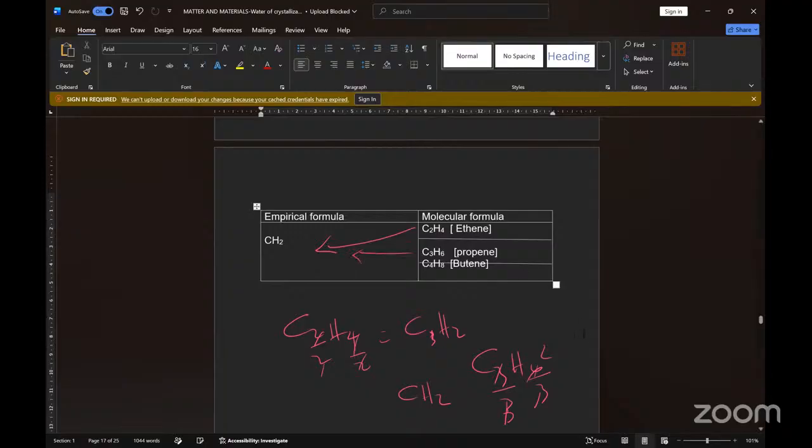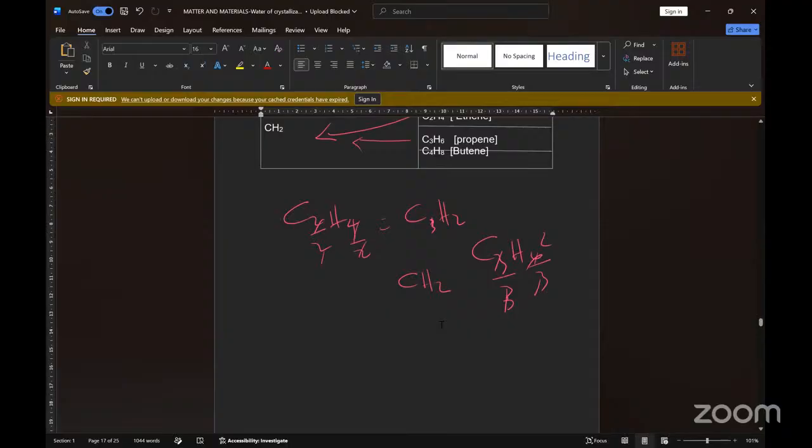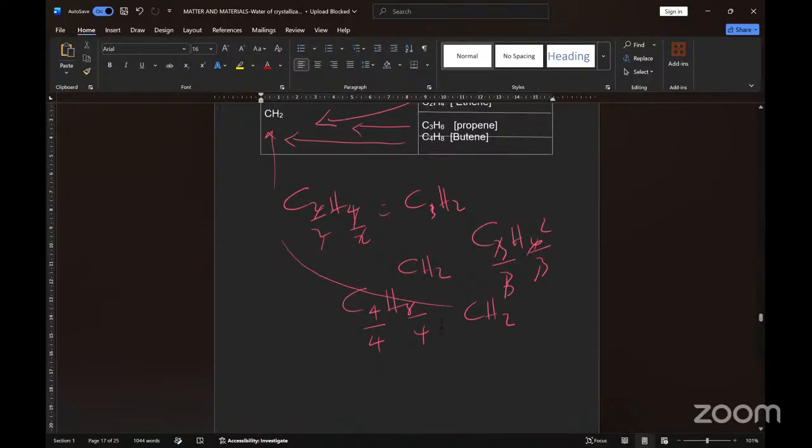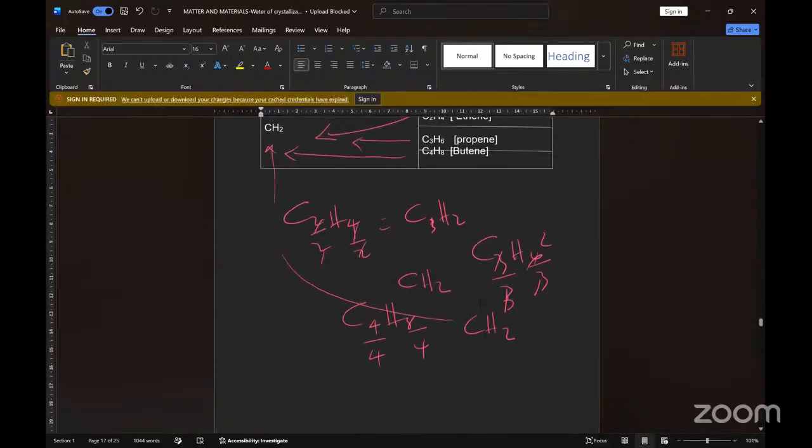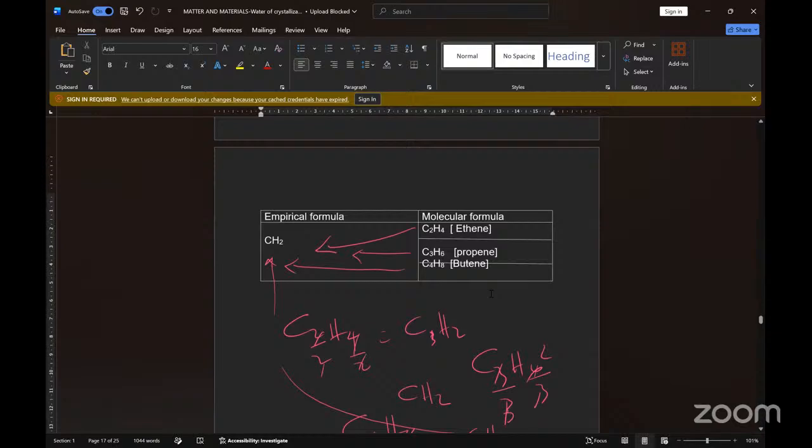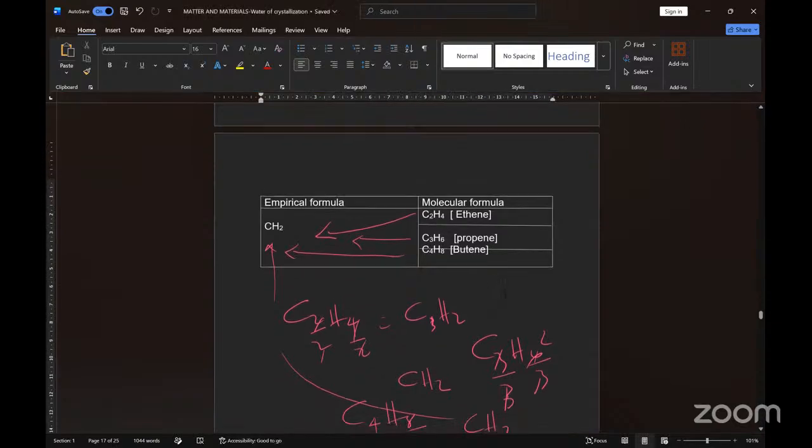If we go to the third one, butene, is C4H8. You divide here by 4, you divide here by 4. This becomes CH2, the same thing as you have here. So sometimes a series of molecules or compounds can have the same empirical formula, even though their molecular formulas are different. Don't cram these things.